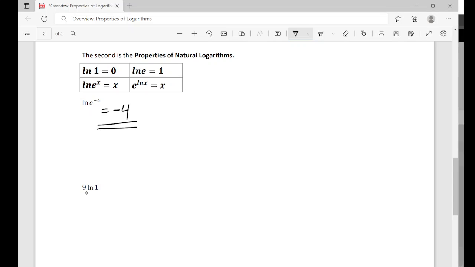Right here we have 9 ln 1. The 9 again is here to throw you off, but don't be fooled. This is just 9 times ln 1. So we look up here at ln 1, and we see that a log that has a 1 in there is just going to be 0. So I'm just going to get 9 times 0, which is just going to be 0. So again, the 9 is there to throw you off. Don't be fooled. Just focus on what the properties say and go with that.